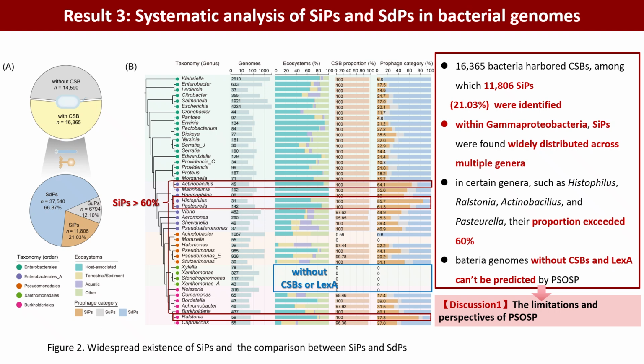To understand the distribution of SdPs and SiPs in bacterial genomes, we applied SOSP to analyze 49,333 bacteria with complete genome sequences from the NCBI RefSeq database. We found 16,365 bacteria harbored CSBs. Among the prophages identified by SOSP, 11,806 were classified as SdPs. Notably, within Gammaproteobacteria, SdPs were found widely distributed across multiple genera. In certain genera, their proportion exceeded 60%. Additionally, bacterial genomes without CSB and LexA can't be predicted by SOSP.